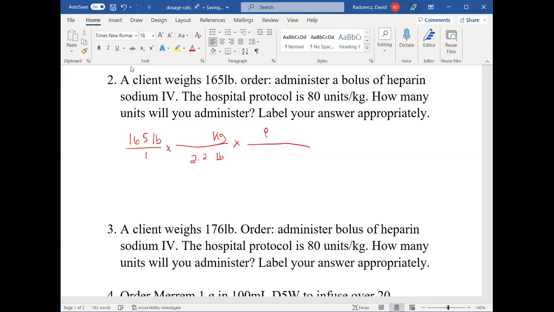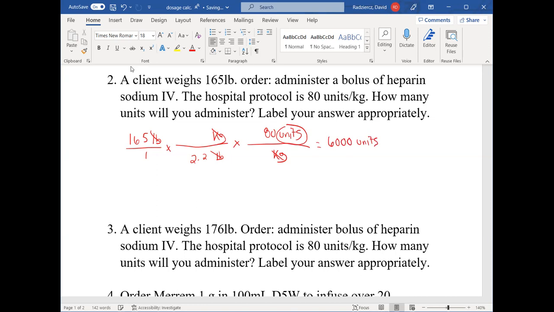And then we would just multiply by the order, which is the 80 units per kilogram. And again, the benefit of doing dimensional analysis is we can see that we're left with what we're looking for, which is units. So I'm going to take my 80 times 165, and then divide by 2.2. I'm going to get an answer of 6,000. So I would administer 6,000 units.